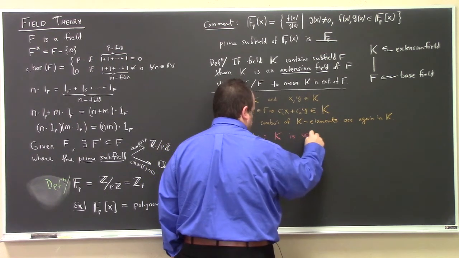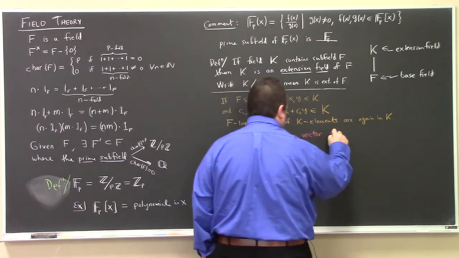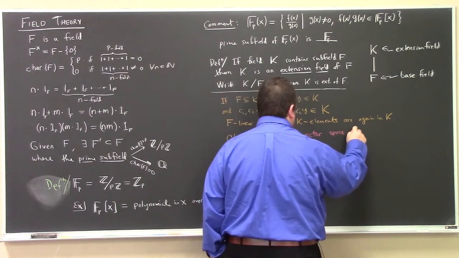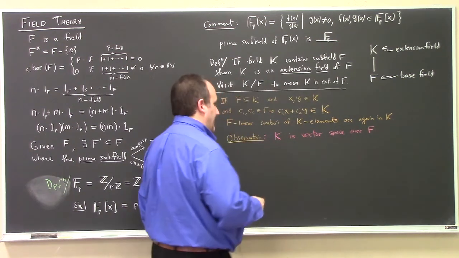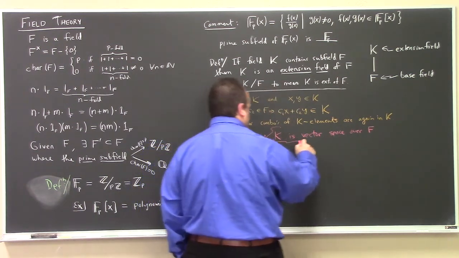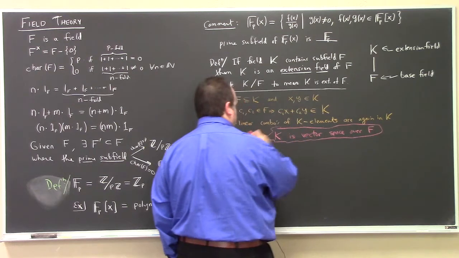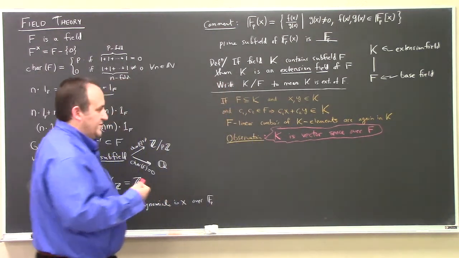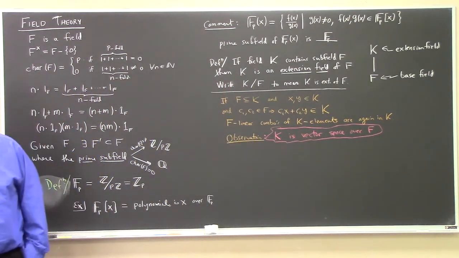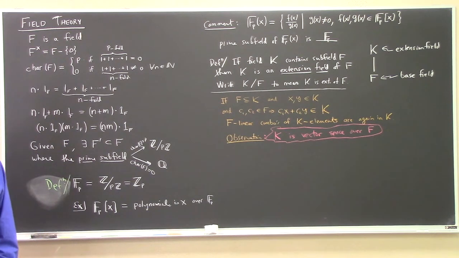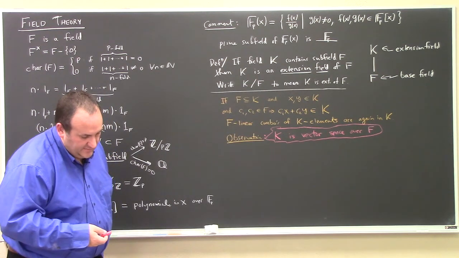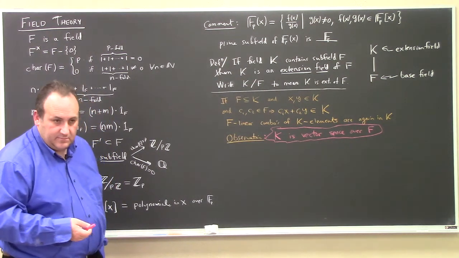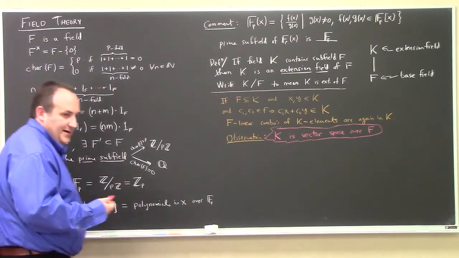K is a vector space over F. What I'm saying is we can think of multiplication by F scalars as, those are the scalars for the vector space. That's what I mean by that, right? And so, well, you know the deal with vector spaces. They're either finite dimensional or they're not, right?